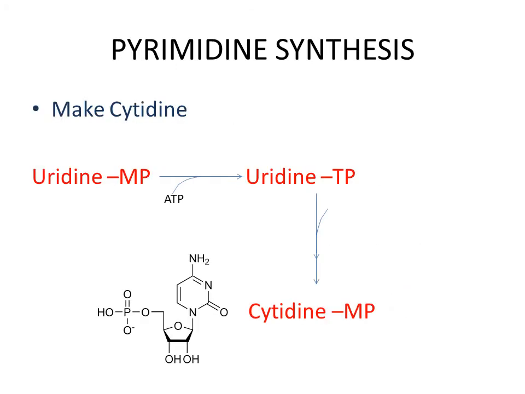So the second pyrimidine group is cytidine. For cytidine synthesis we will need uridine monophosphate, which will undergo phosphorylation and create uridine triphosphate. In order to create cytidine triphosphate, we will have to remove one oxygen group from uridine and add one nitrogen group in the process. So we will see the structure of cytidine monophosphate that has one nitrogen group instead of one oxygen group.